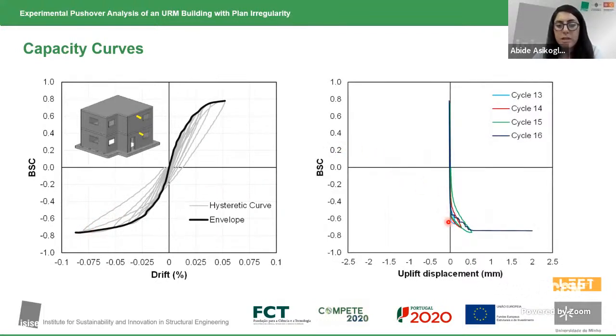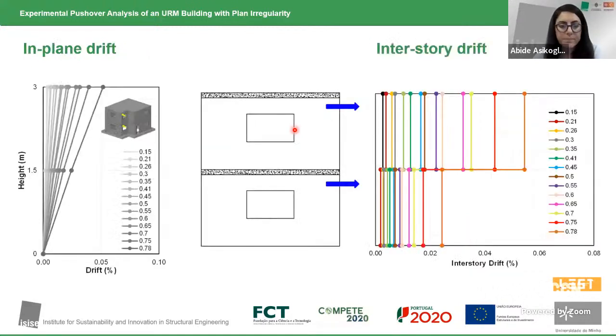It was observed that once we reached the non-linear range and we started to have some deformation and non-linearity, the building started to experience uplift. So at the end of the test, the building failed with the complete rocking of the building.